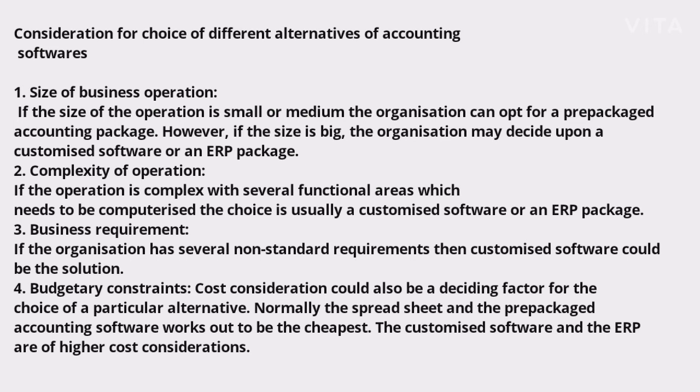2. Complexity of operation. If the operation is complex with several functional areas which needs to be computerized, the choice is usually a customized software or an ERP package. 3. Business requirement. If the organization has several non-standard requirements, then customized software could be the solution. 4. Budgetary constraints. Cost consideration could also be a deciding factor for the choice of a particular alternative. Normally, the spreadsheet and the prepackaged accounting software works out to be the cheapest. The customized software and the ERP are of higher cost considerations.